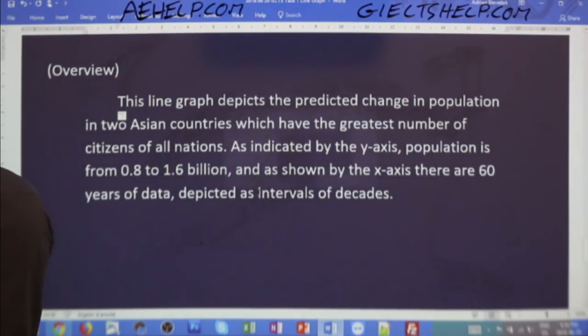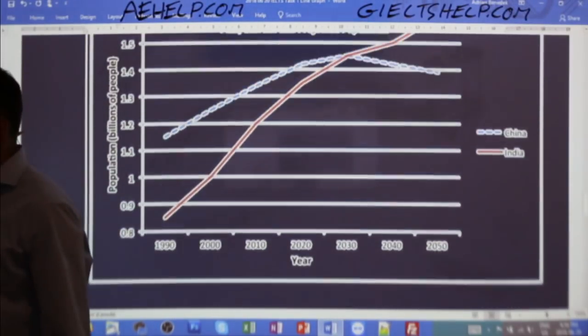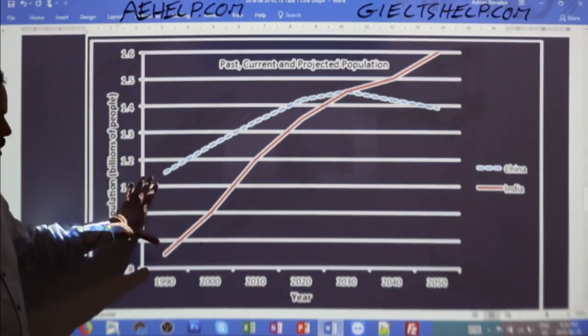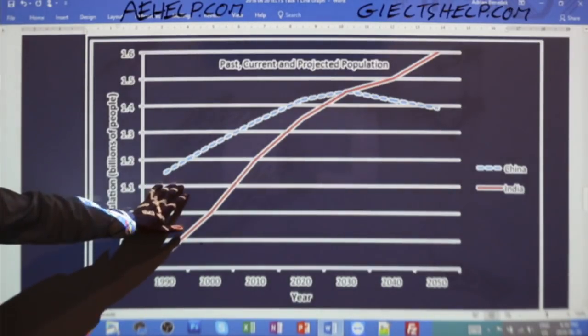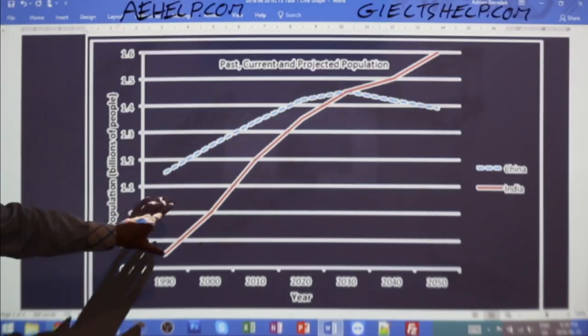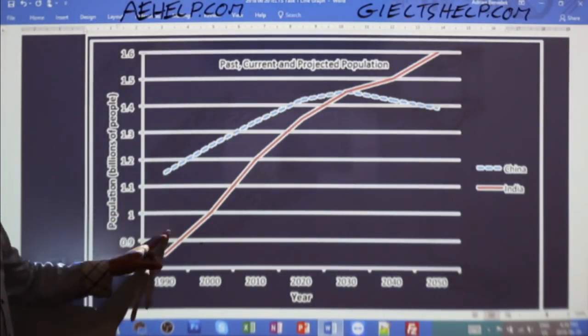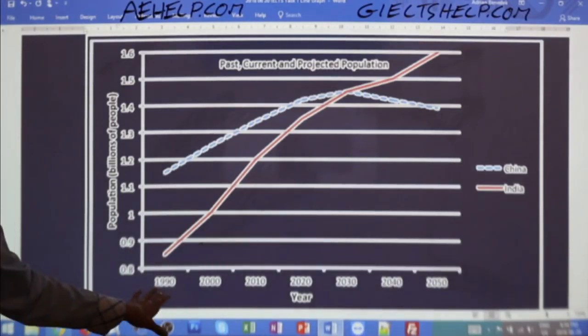Would be more clear to write it as decade intervals. Okay, so let's pop back to the graph. So this is our first point here. Okay, point number 1 is this here. Please give me a good sentence to describe this first interval in 1990.